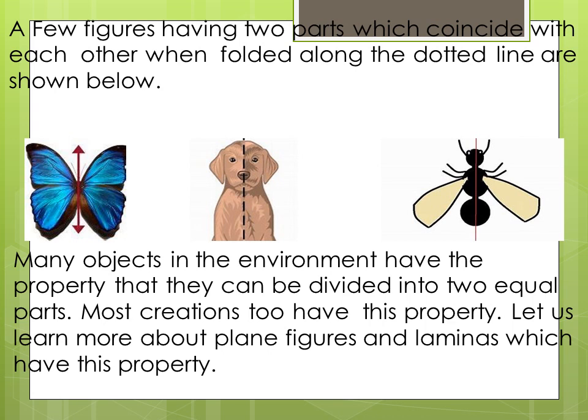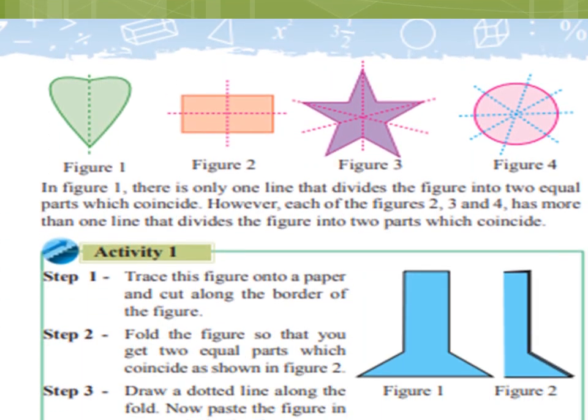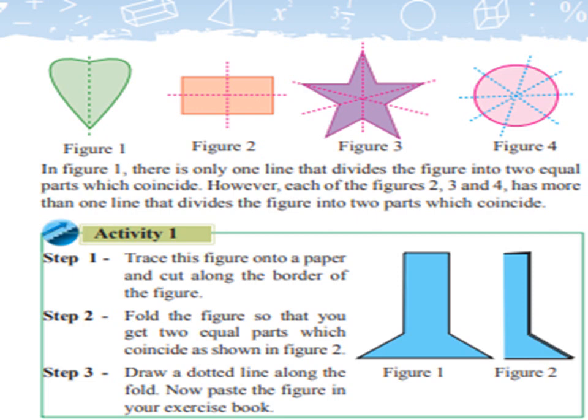This is the property: if you fold it along the dotted line, you will get two coinciding parts. Over here you can see four pictures in figure 1, figure 2, figure 3 and figure 4.